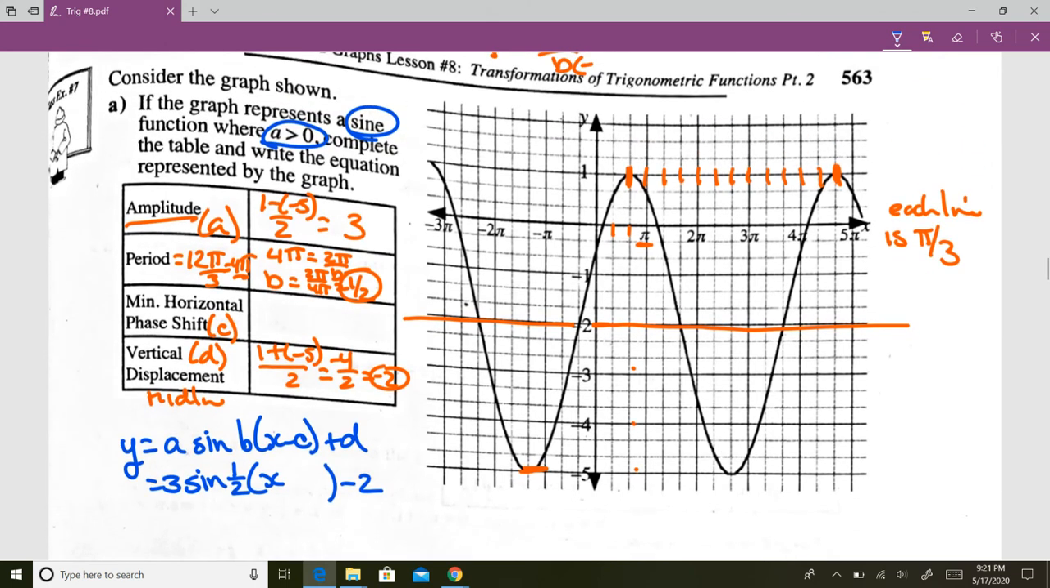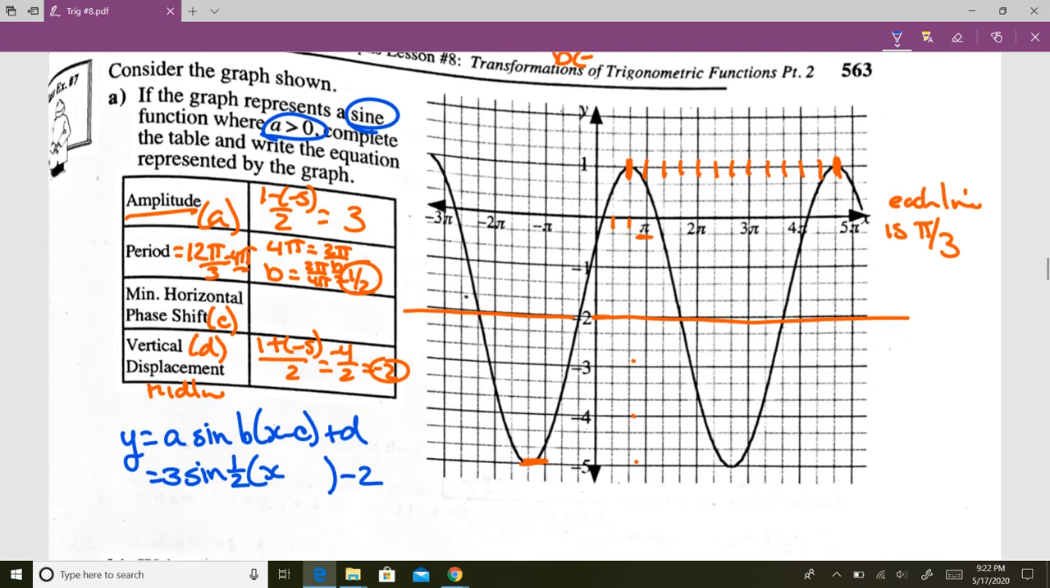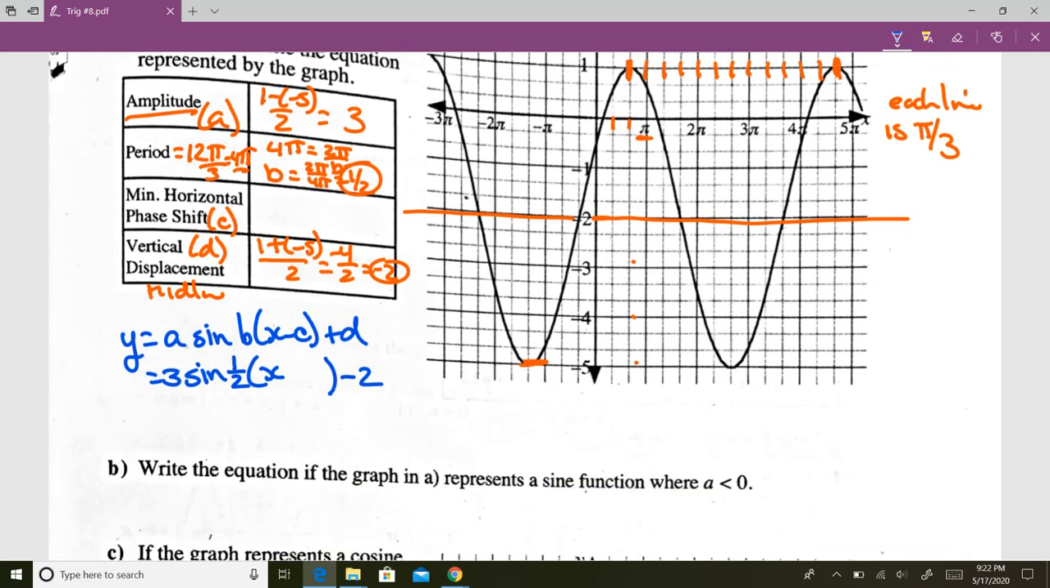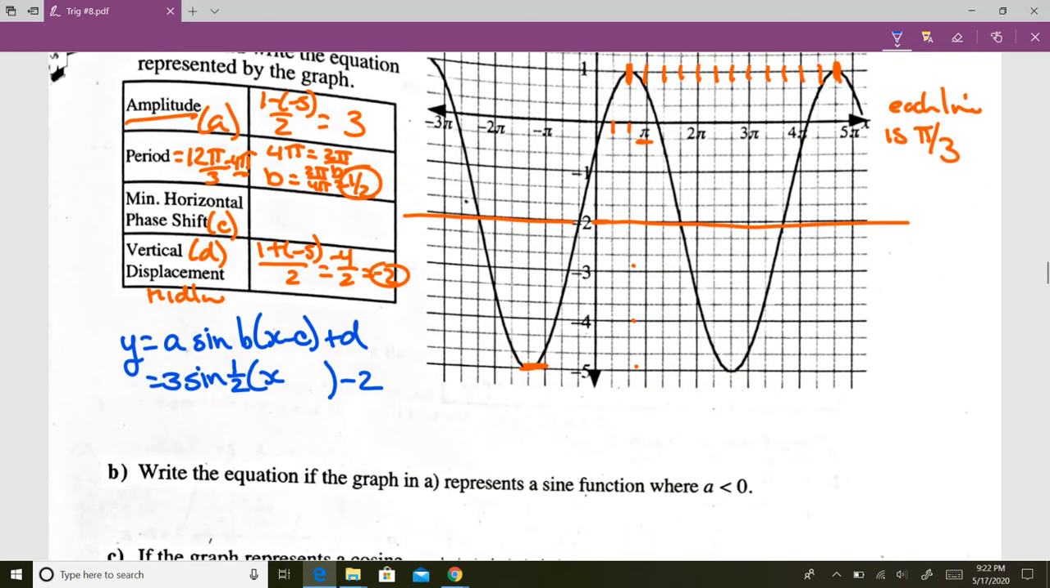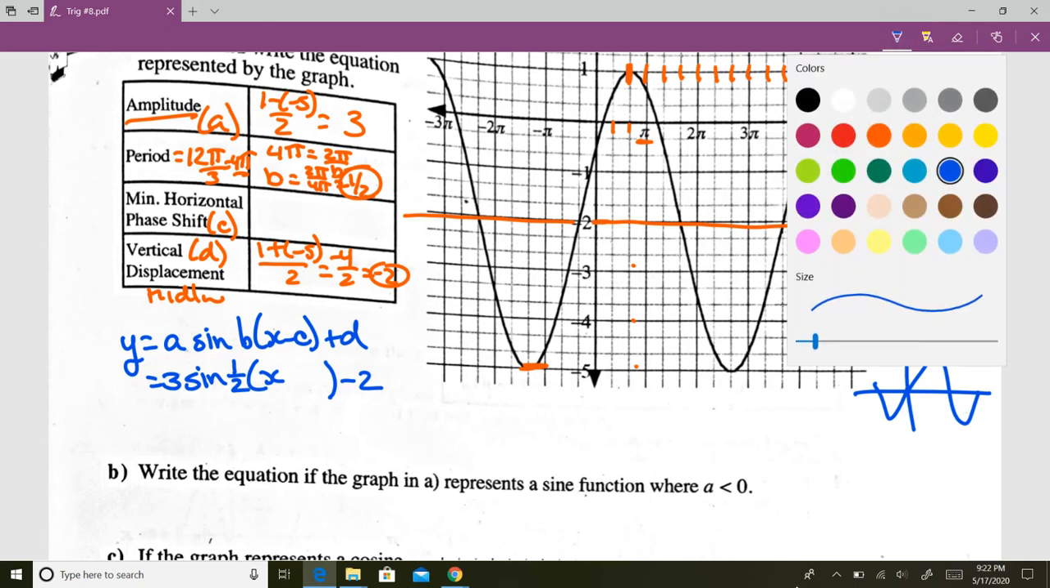Now, just like on the previous one, it's sine x is greater than 0. Remember, I'll just redraw it here. Sine graph looks like this. All right, what's happening at the origin?